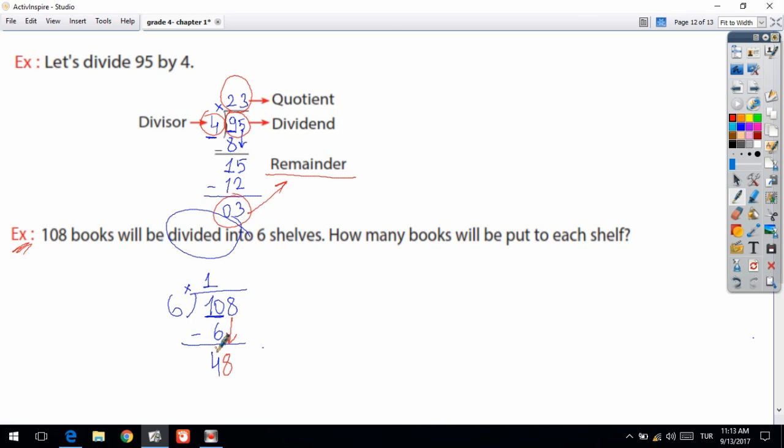So now let's ask how many 6s we have in 4. 4 is smaller than 6. There is none, so let's continue to ask about the first 2 digits. How many 6s do we have in 48? Let's multiply. 6 times 1, 6. 6 times 2, 12. By 3, 18. By 4, 24. By 5, 30. By 6, 36. 6 times 7, 42. 6 times 8, 48. You found it, right? I am writing 8 here. 8 times 6, 48. Now let's subtract them. 0 and 0. So what's your answer? Quotient is 18.